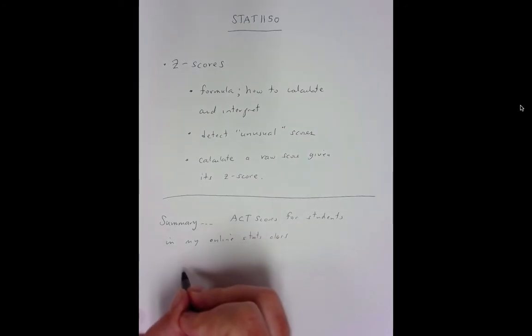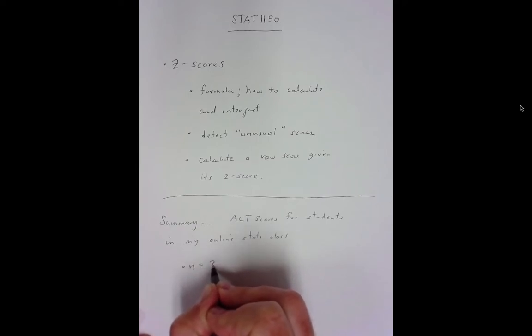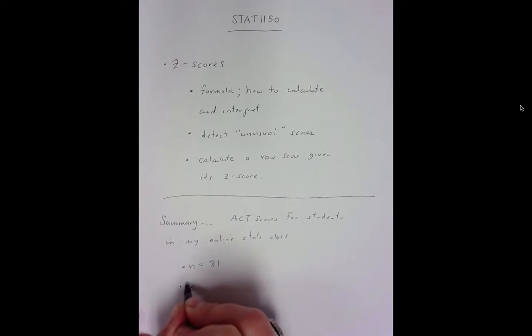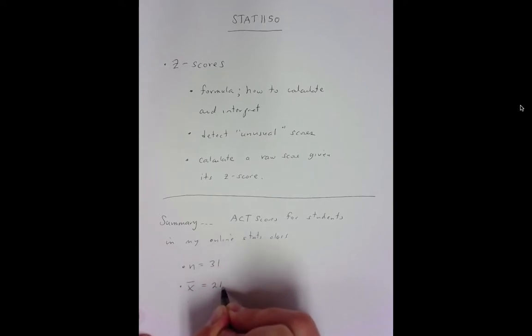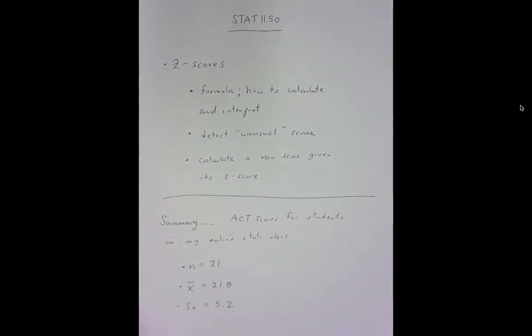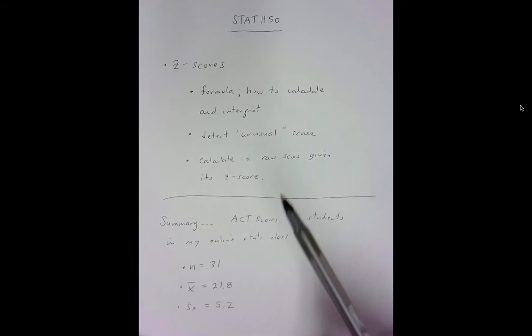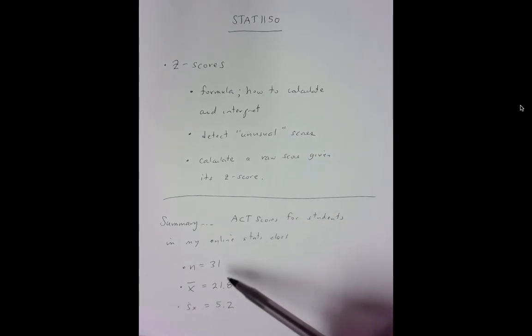And let's say that I've calculated this and I have 31 students in my class. The mean ACT is 21.8 and the standard deviation is 5.2. So what we can do with z-scores is, well, the primary function of a z-score is to determine how far from the mean in standard deviations a score falls.